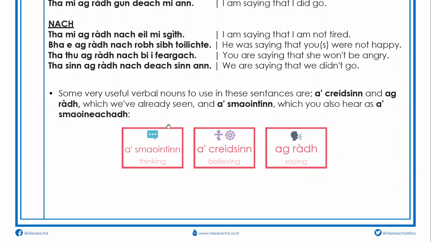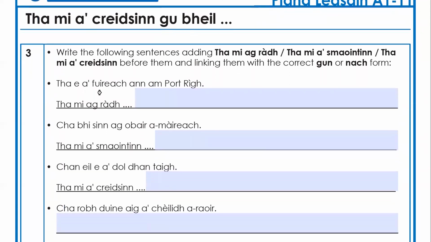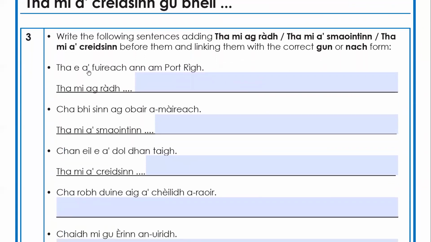So these are the type of verbal nouns, the type of verbs that we're going to use to introduce dependent clauses. So here we have some example sentences. We have sentences here, ha a furach and then porstrig. He is living in Portree. So what we're going to do is turn this sentence we've been given here into a dependent clause, starting with whatever introduction you like. So we can have ha mi a gra, ha mi a smoungin, ha mi a creidsinn. So ha mi a gra, ha a furach and a porstrí.